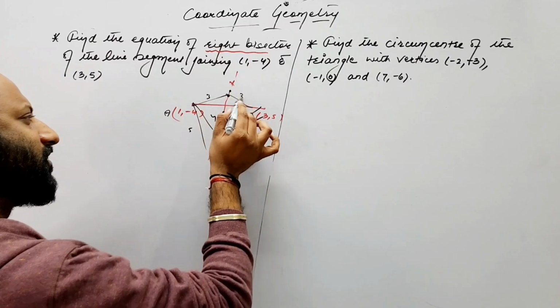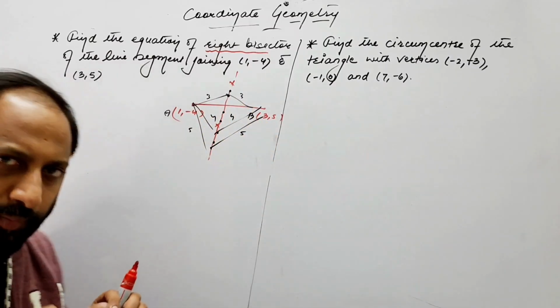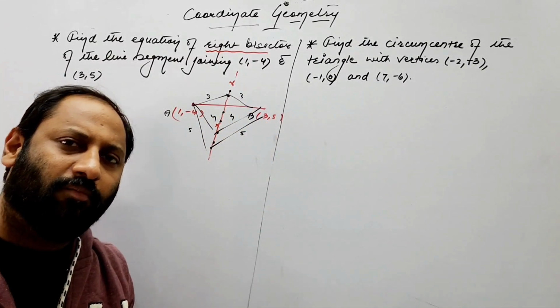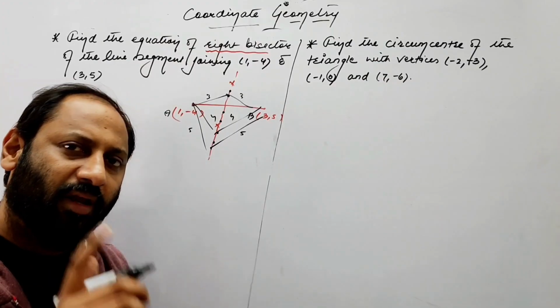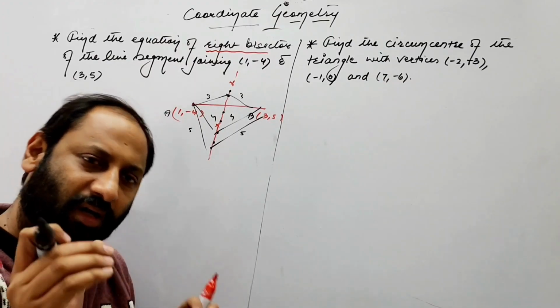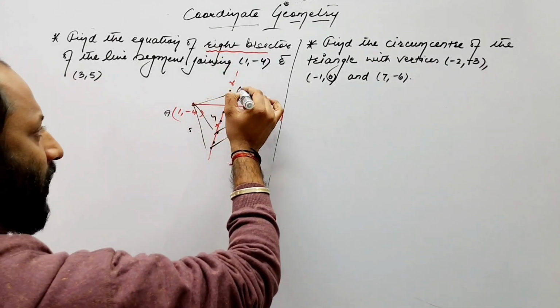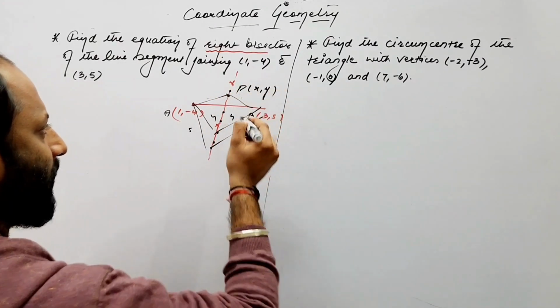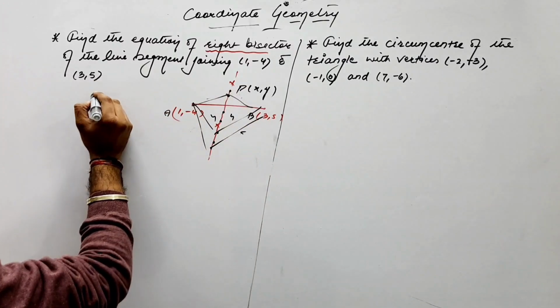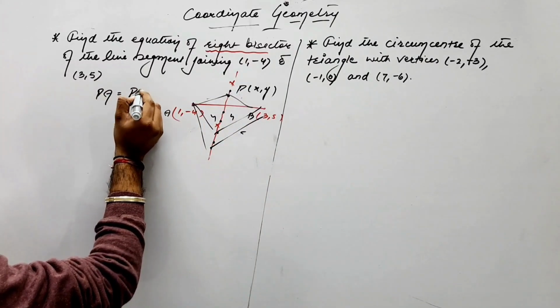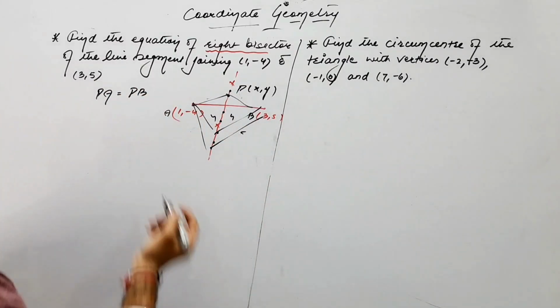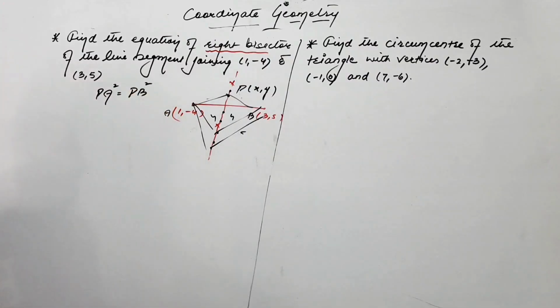This is 3, and this will be 3. This means any point on the perpendicular bisector of a line segment is equidistant from the extreme points of the line segment. Now, suppose that point is (x, y). According to this result, what do we have? PA is equal to PB, or their squares are equal.